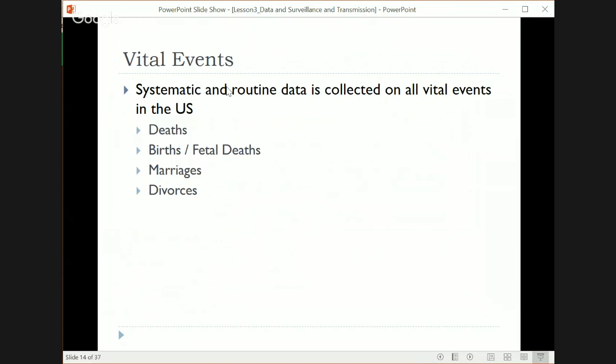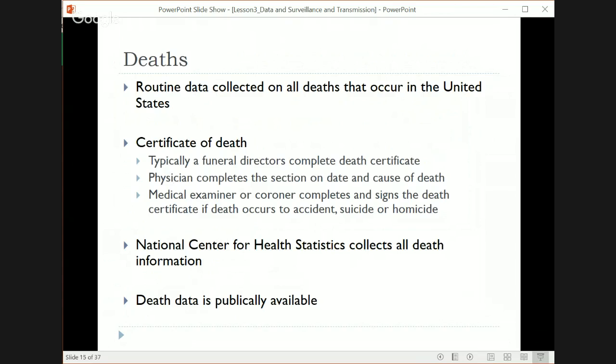Now moving on to surveillance. So surveillance is systematic and routine data collection. We collect surveillance information on vital events: deaths, births, fetal deaths, marriages, divorces. Now deaths, routine data collected on all deaths occurs across the United States. So there's national death surveillance. There's also local death surveillance. So in New York City, they have a death registry, and then there's also the National Death Registry.